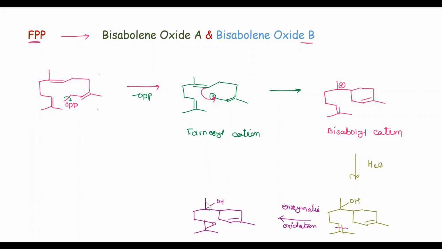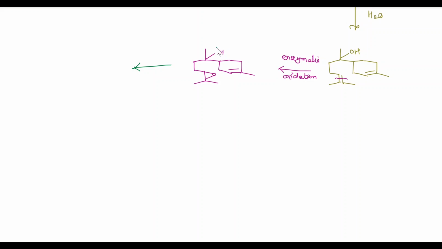So in the next step, this lone pair of oxygen attacks this carbon atom and there is opening of the epoxide. So here epoxide opening and we get this moiety, which is called bisabolene oxide B.